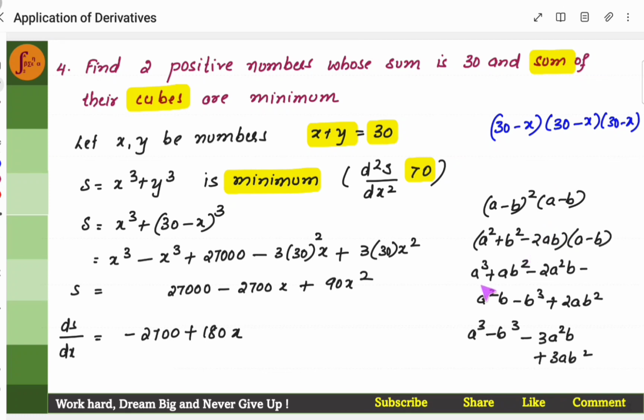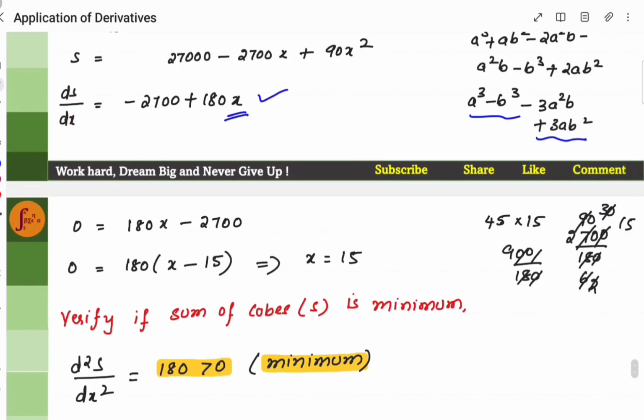When I expand this, there is a formula. Whenever you have a minus b the whole cube, the formula is a cube minus b cube minus 3a square b plus 3ab square. This is the formula. If you can't remember the formula, multiply this and then again multiply this, so you'll get this entire expansion. Now you can find the first order derivative.